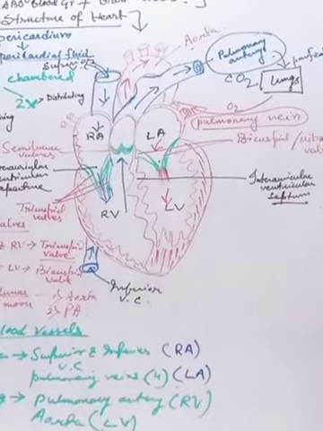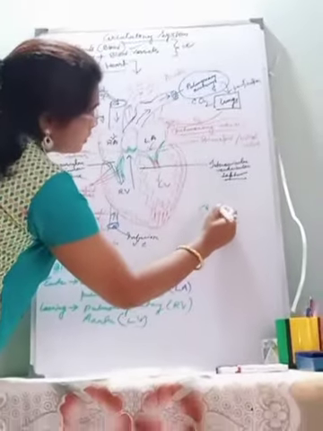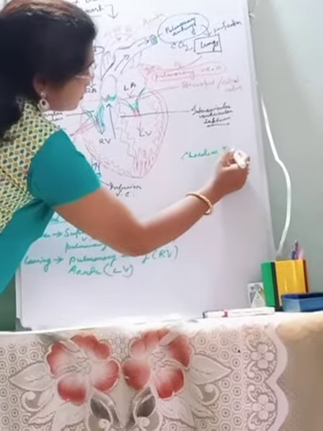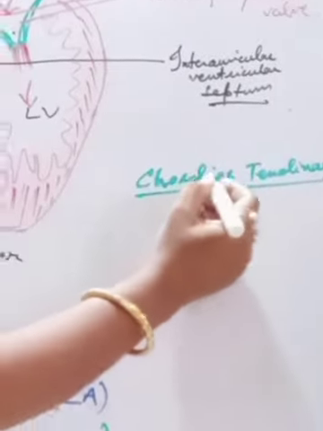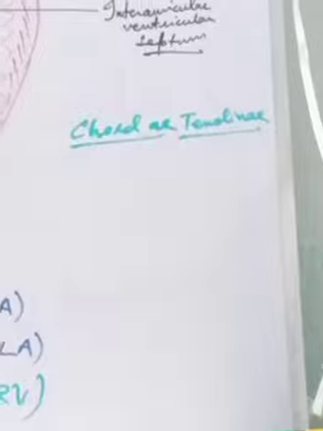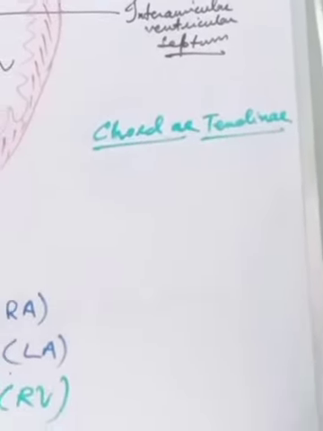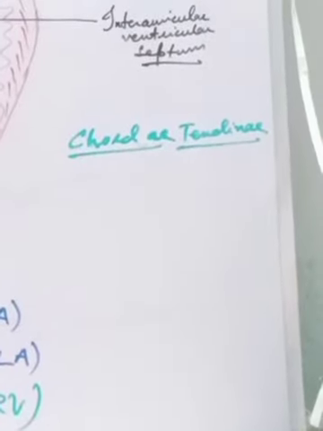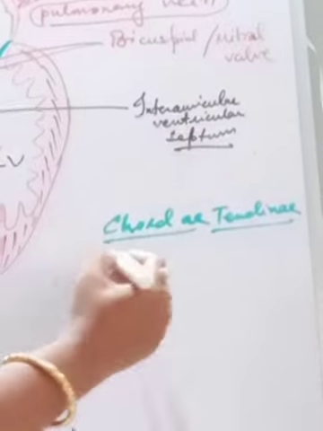Along with that, I have to explain two more important terms. One is chordae tendineae. What is that? Chordae tendineae are the cord-like structures that hold the tricuspid valves, and these chordae tendineae are in turn attached to a muscle that is called the papillary muscle.